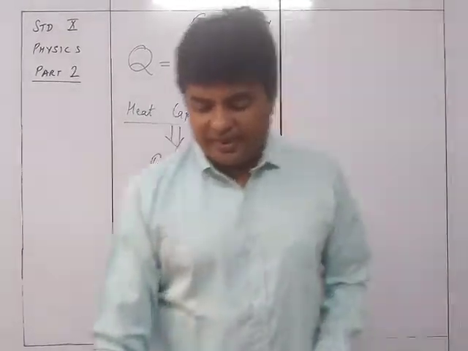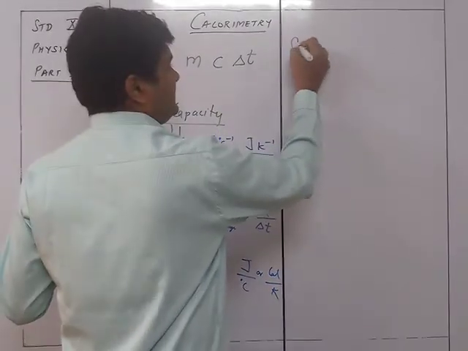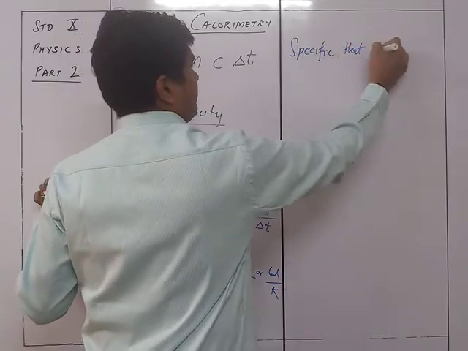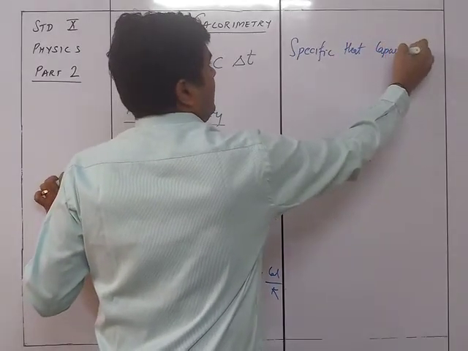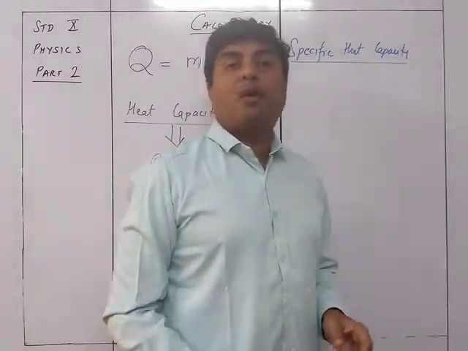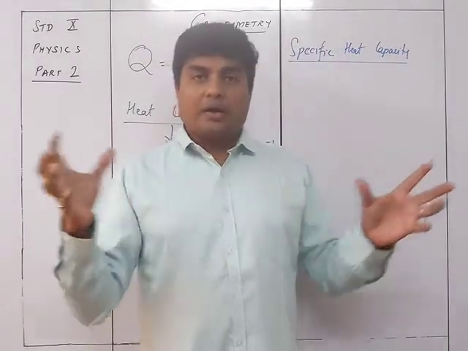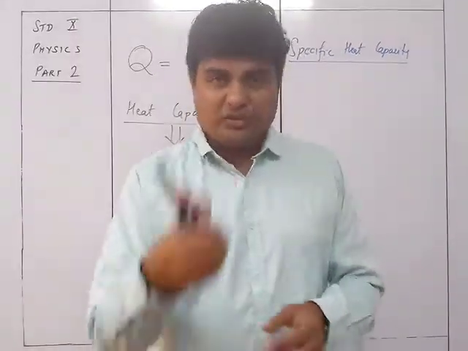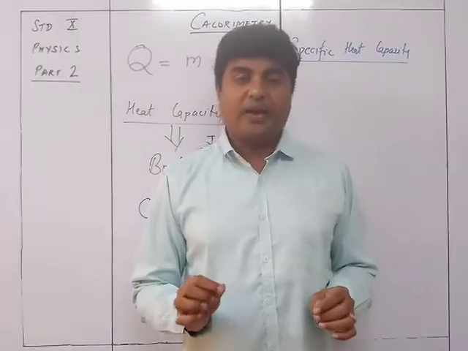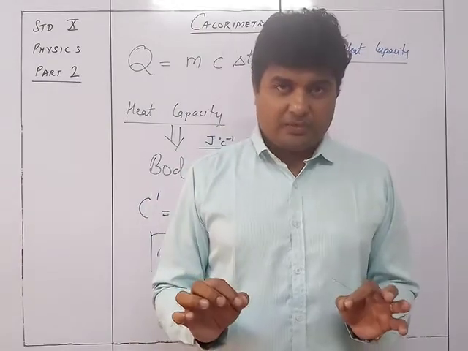The next one we see is the specific heat capacity. This was heat capacity. Now is the specific heat capacity. When we are talking about the specific heat capacity, we are talking about just one element. We are not talking about a compound, or a bunch of things, but just one kind of material, wherein the whole thing is made up of only one kind of material.